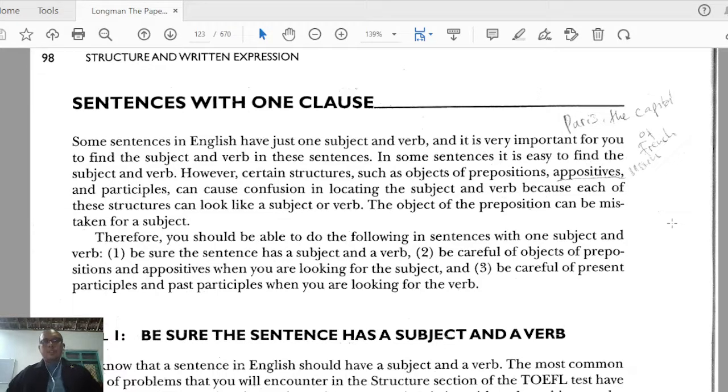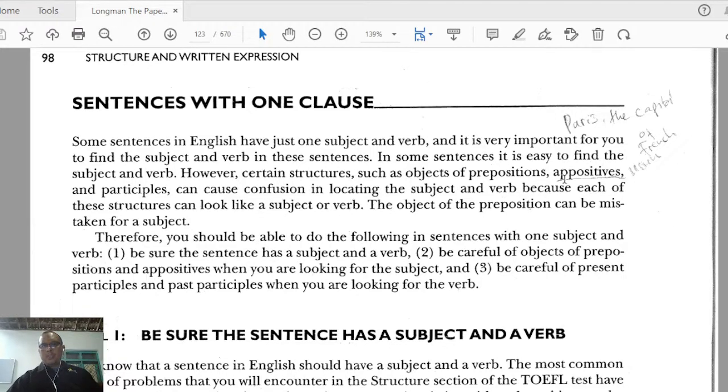The object of the preposition can be mistaken for a subject. Therefore, you should be able to do the following in a sentence with one subject and verb. Number 1, be sure the sentence has a subject and a verb. Number 2, be careful of the object of preposition and possessives when you are looking for the subject, and be careful of present participle and past participle when you are looking at the verb.